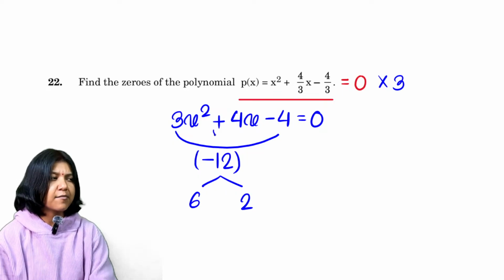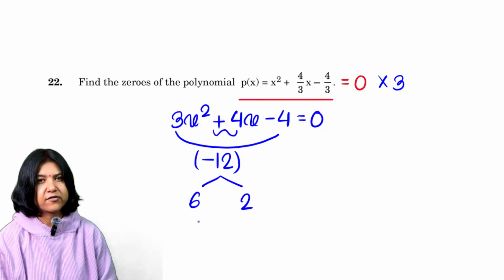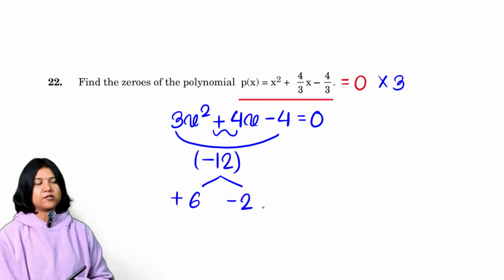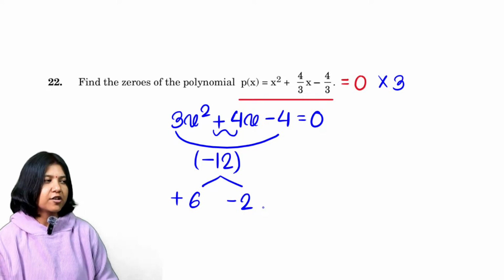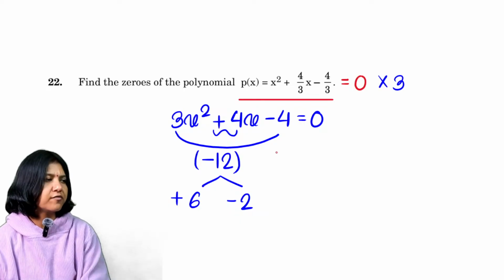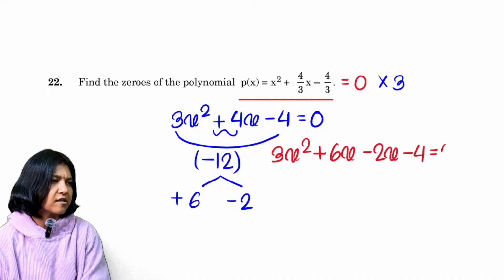Because my sum here is positive 4, I need to make sure my bigger number is positive. Then only I can get the sum as a positive value, right? So 6 has to be positive, 2 has to be negative. I got the two factors, so I will split the middle term into two parts, writing them as 3x square plus 6x minus 2x minus 4 equals 0.